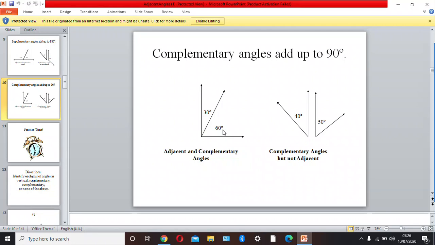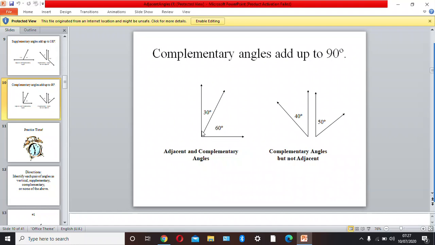When you are given two angles, if the addition of those two angles gives you 90 degrees, you call them complementary angles. Don't forget that. If the two angles add up to 180 degrees, you call them supplementary angles. So all complementary angles add up to 90 degrees. The addition of the two angles will give you 90 degrees.